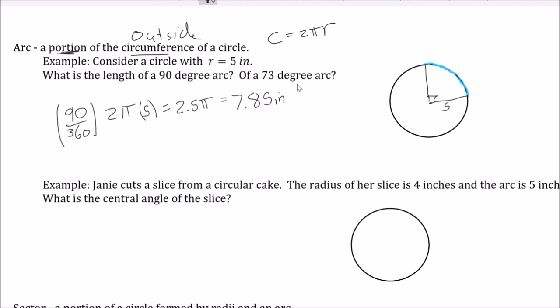Now ask yourself, does that seem reasonable? Does it look like this curve is longer than one of these straights? Yeah, I think it probably does. To my eye, that seems like a reasonable answer. So that's 90 degrees. What about 73 degrees?